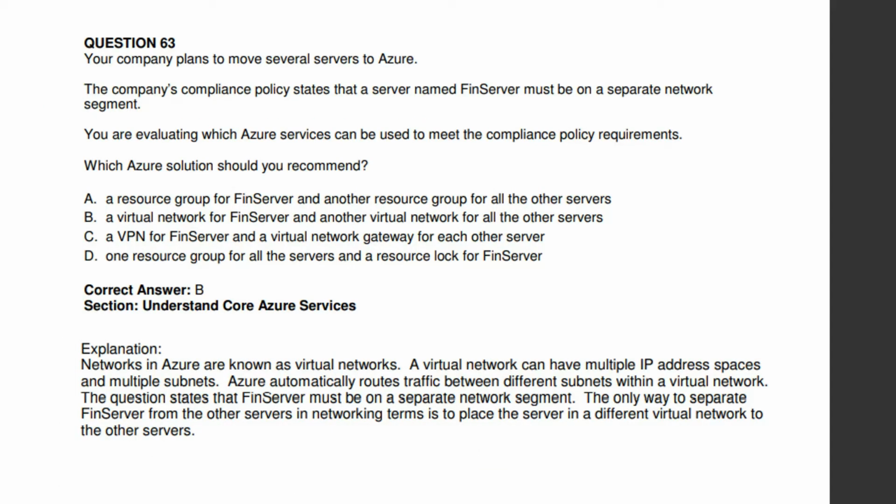Moving to the 63rd question. The company's compliance policy states that a server named FinServer must be on a separate network segment. You are evaluating which Azure service can be used to meet the compliance policy requirement. Which Azure service should you recommend? The answer is a virtual network for FinServer and another network for all the other servers. This is the option we can prefer in this situation. Go through this explanation for better understanding.